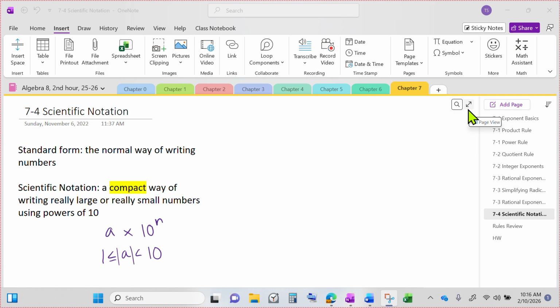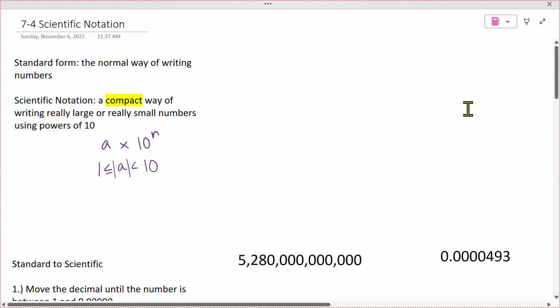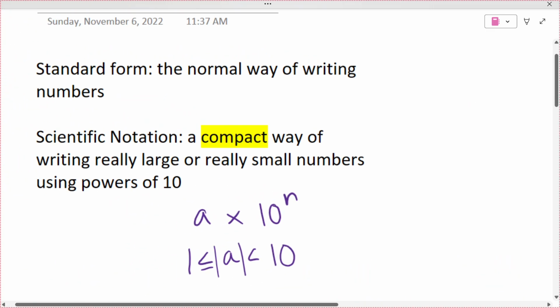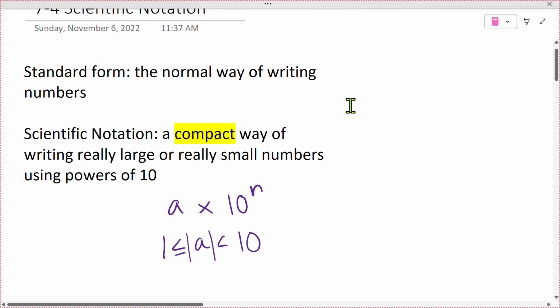Okay, so 7-4 scientific notation, and I think I've managed to fix my microphone so that I'm not super quiet, and now I'm super loud, as I should be.